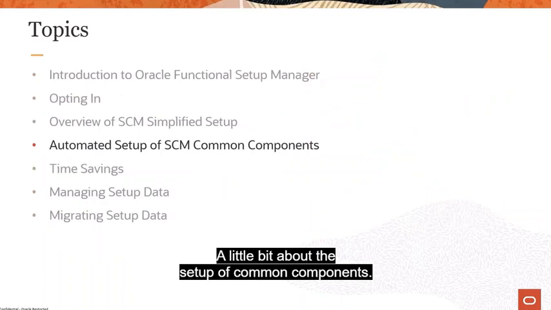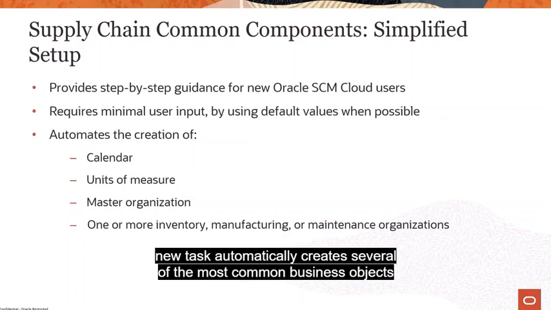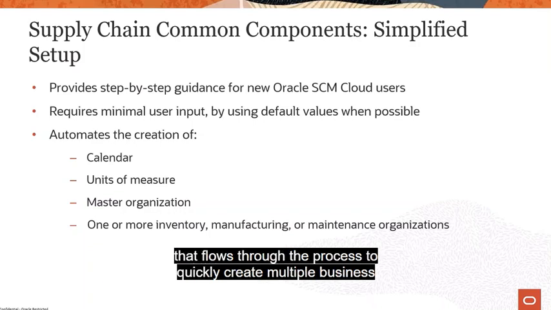A little bit about the setup of common components. So when you click on the quick setup icon, the new task automatically creates several of the most common business objects within the supply chain and triggers a mechanism to default many of the inventory management, receiving, and manufacturing setups in a new org. The result is a step-by-step guided process that flows through the process to quickly create multiple business objects. In a new cloud instance, the expectation is that users can complete things in seconds rather than minutes or hours.